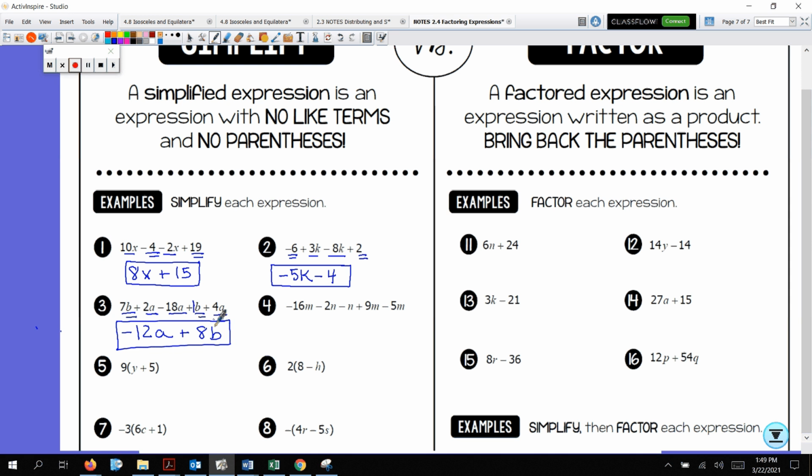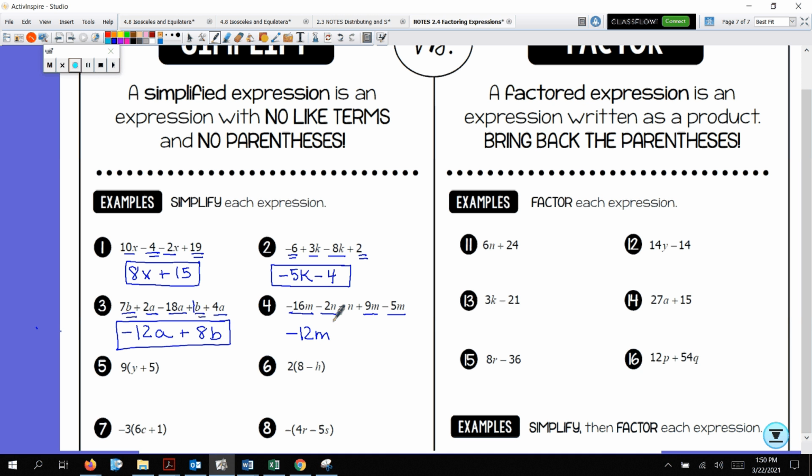Right? No like terms, no parentheses. Number 4, we have m's and n's. Negative 16m, positive 9m, and negative 5m. Negative 16 plus 9 minus 5 is negative 12m.